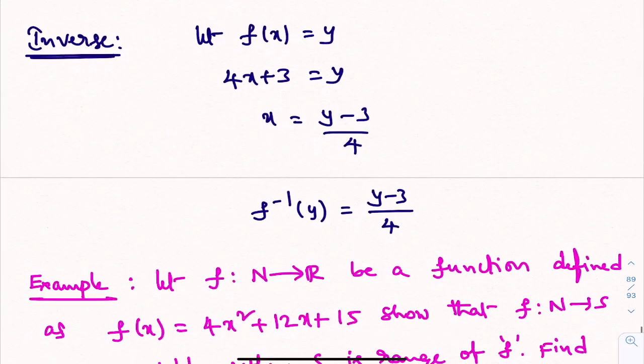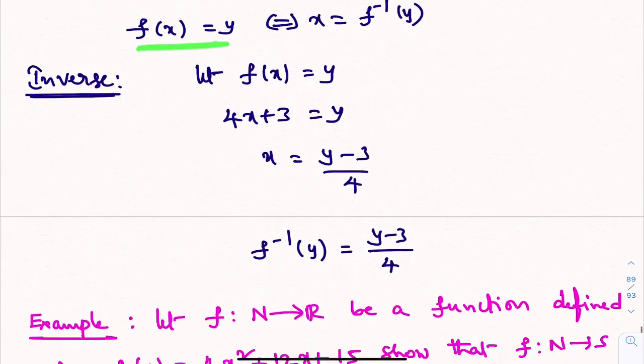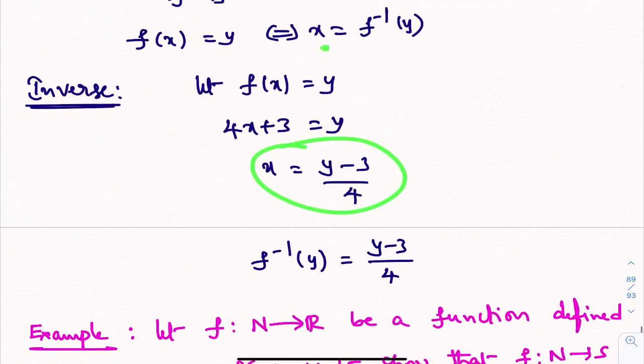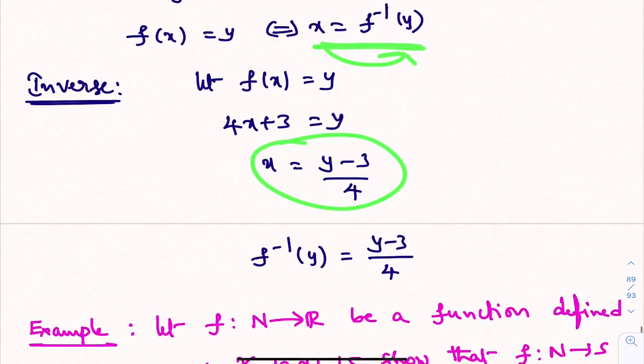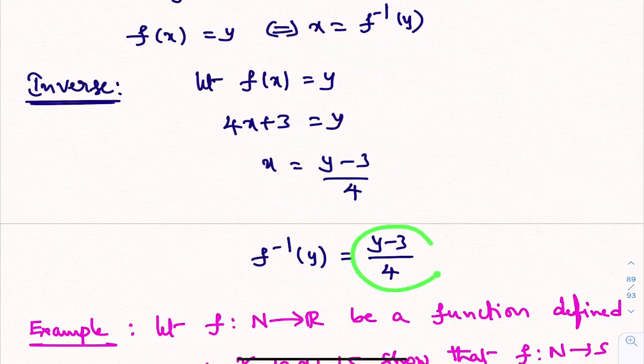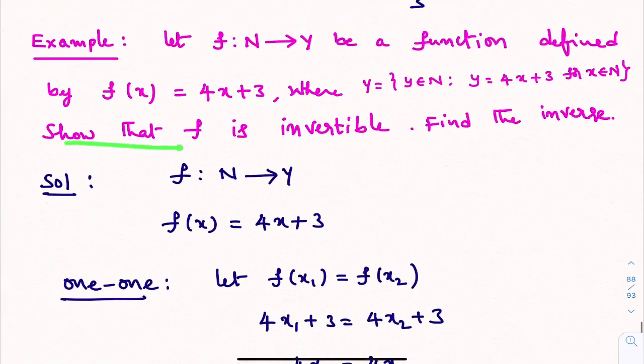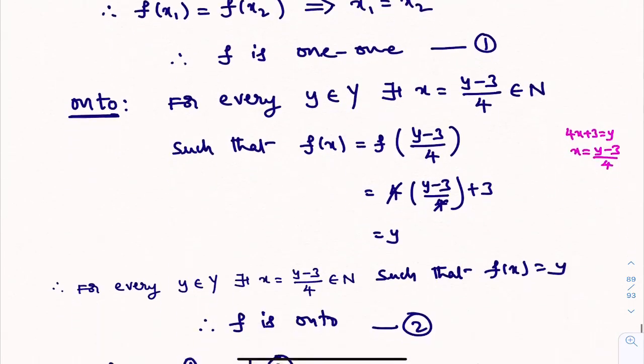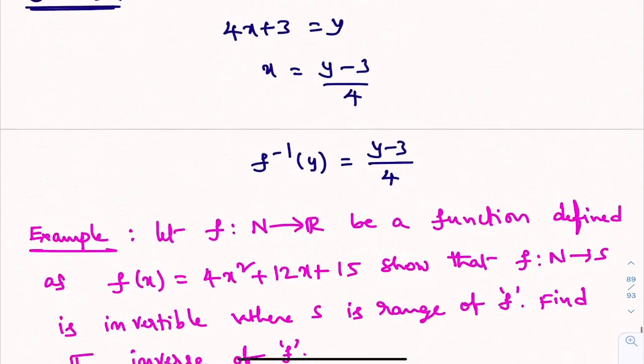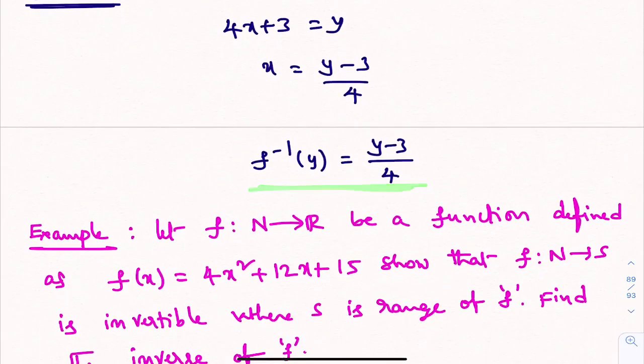To find its inverse, what is the procedure we will follow? First, I will take f of x equal to y. F of x is what? 4x plus 3. I will write x in terms of y. See here, as the function is invertible, I got this step now. X is nothing but f inverse of y. What is f inverse of y? F inverse of y is (y minus 3) divided by 4. So, in this question, they are asking to show that the function is invertible and find its inverse. So, I showed that this function is invertible and I calculated its inverse. I hope you are understanding this.